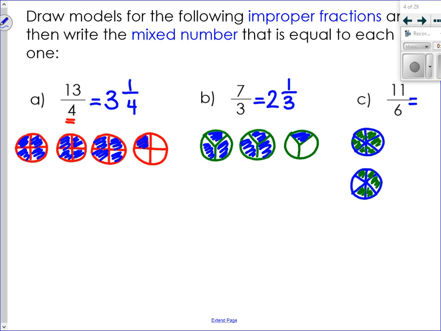Now let's write that as a mixed number. How many whole pies are shaded in? 1. And how many of the second pie? 5 sections out of 6 altogether. So 1 and 5/6 is the exact same fraction, or names the exact same amount as 11/6.